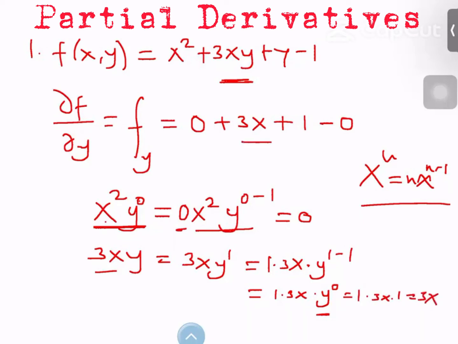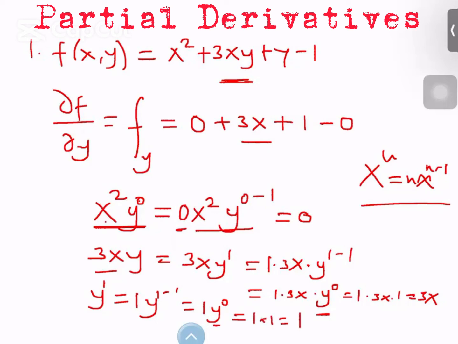Now the last term is the y. This is the same as y power 1. Let's differentiate. We have 1 there, and then y 1 minus 1. This is the same as 1 multiplied by y power 0. Anything raised to power 0 is equals to 1, and therefore y power 0 is equals to 1. So this is the same as 1 multiplied by 1, which is equals to 1. Hope we are together. Then the last term is 1.